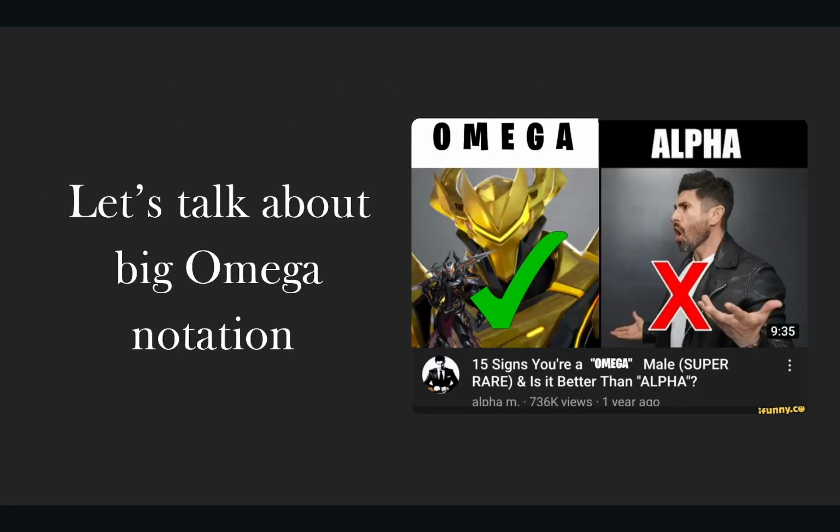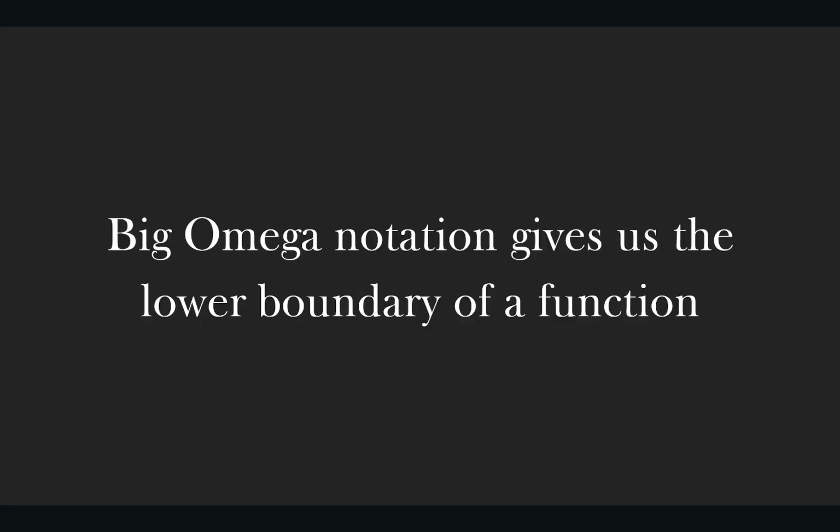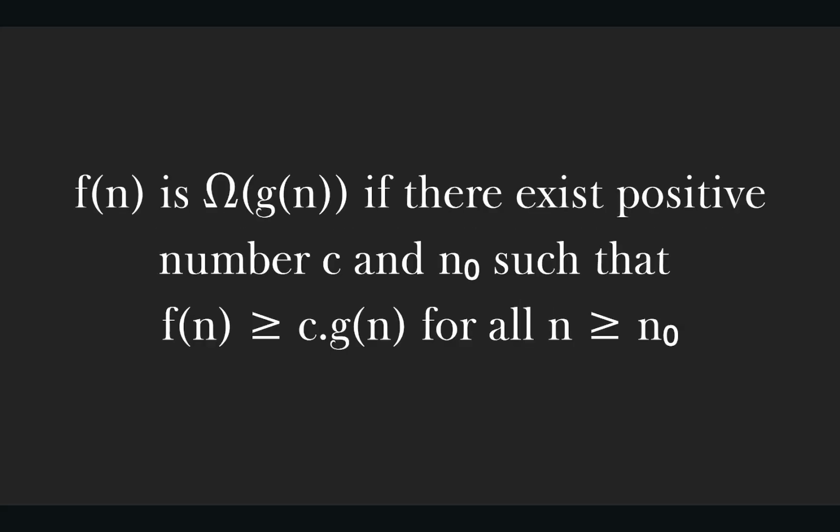All right. So now let's talk about big omega notation. So what is big omega notation? Big omega notation gives us the lower boundary. So big O gave us the upper boundary, big omega gives the lower boundary. So over here we have a definition. It's the same thing. The only change is the symbol.